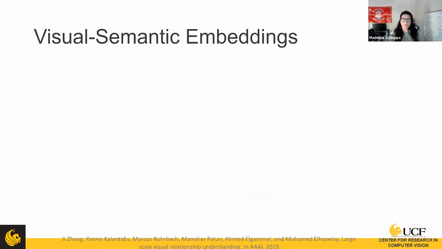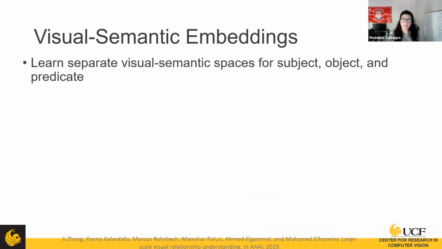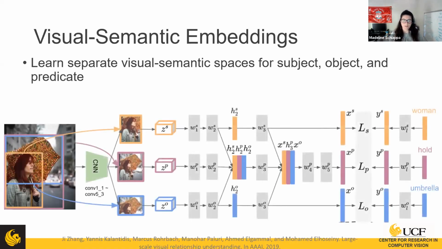This research also uses heavily visual and semantic embeddings. This is where they're learning separate visual semantic spaces for the subject, object, and predicate. So some research that inspired the current work is as follows. We have three branches, one for subject, predicate, and object.